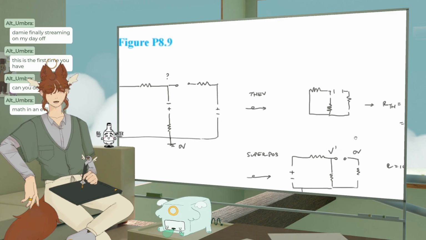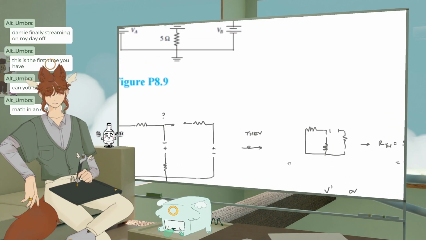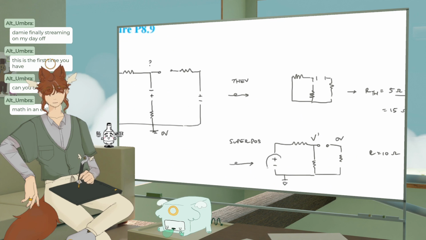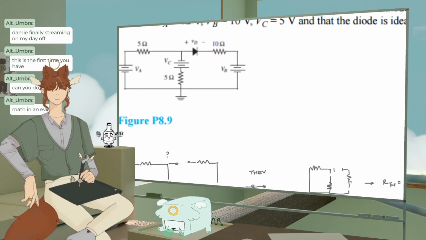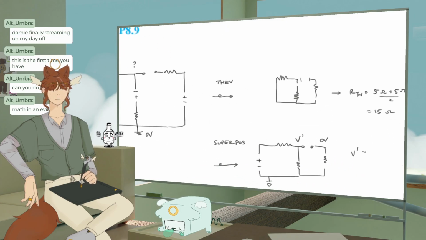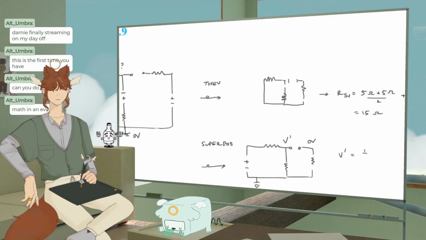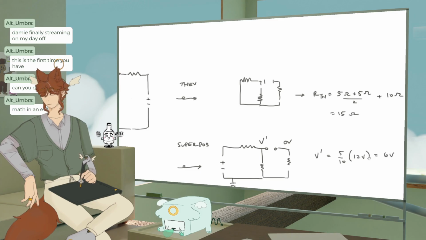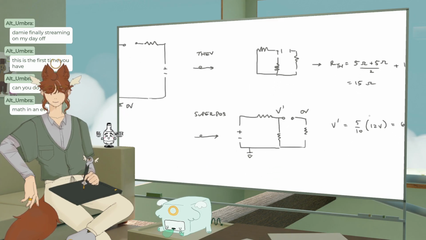I know the voltage is... Oh, it's a voltage divider. Okay, wait, so that's gonna be half of 5, right? Well, what is VA? VA is 12. So V equals... Guys, I'm sorry, this is scuffed. 1/2, or like 10 over 5. No, 5 over 10 times 12 volts equals 6 volts. This seems so off. I swear, I feel like I'm making this up.